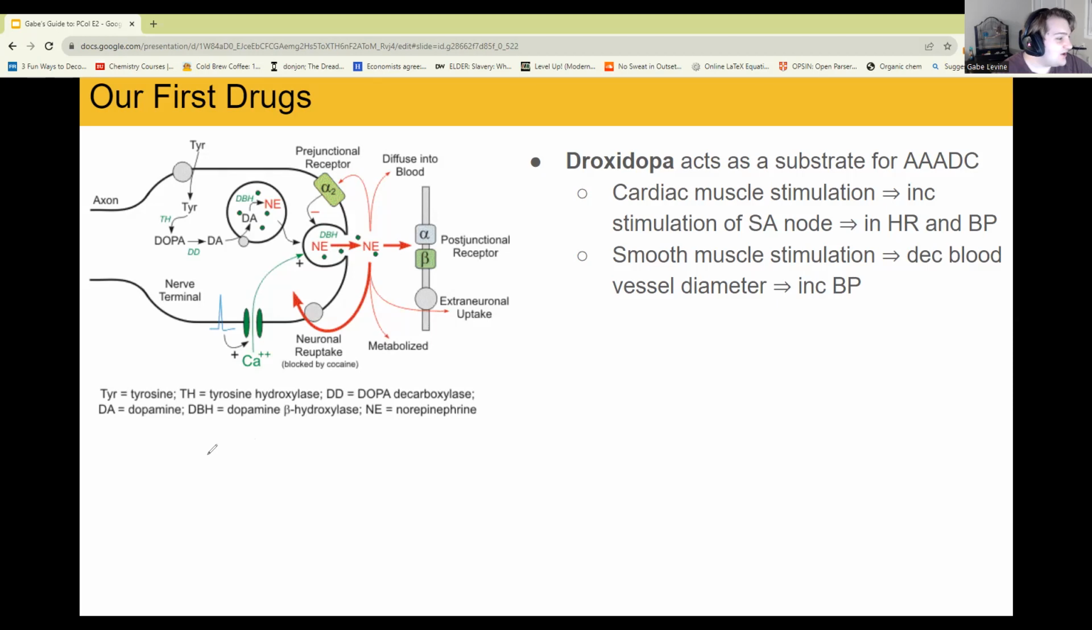Very nice. So what is happening here is that we're giving droxidopa, which is going to increase the amount of norepi. And we know that whenever we talk about norepi, we're talking about the sympathetic nervous system. And so we're going to increase the sympathetic tone of the body. And this makes sense, right? We're increasing heart rate and increasing blood pressure, which is something that we need for when we're running away or doing some sort of strenuous activity.